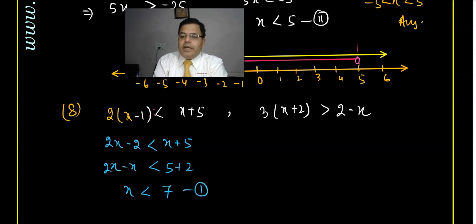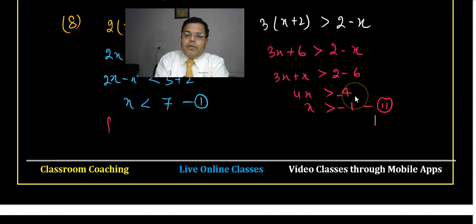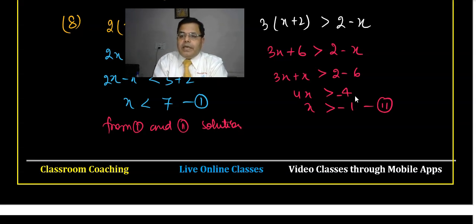This is the first. Now the second one, we can do it like 3x plus 6 is greater than 2 minus x. So x will come this side, this will be 3x plus x, and greater than 2 minus 6. 4x is greater than minus 4, and therefore x is greater than minus 1. This is the second. So x is greater than minus 1 and x is less than 7. So from the first and second, the solution is x is greater than minus 1 and less than 7.